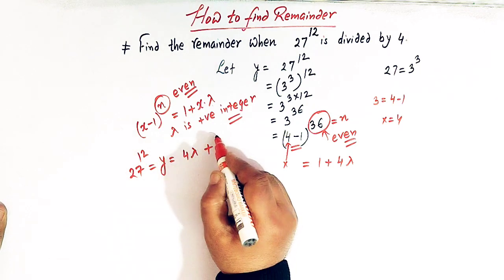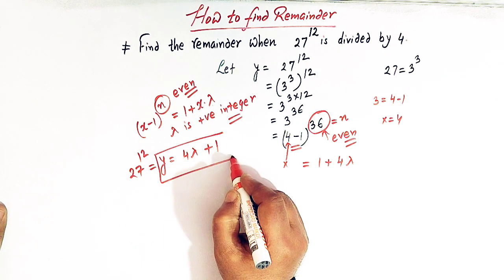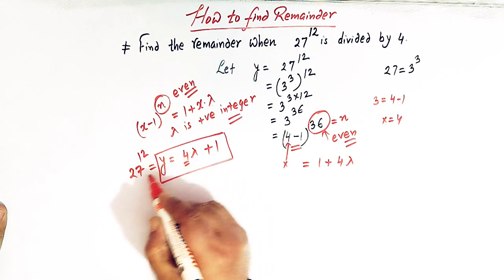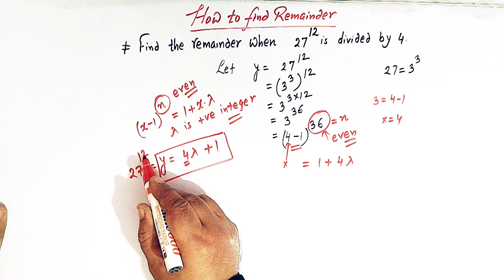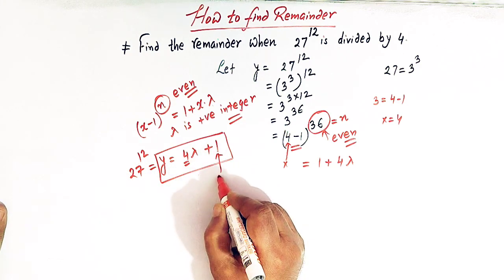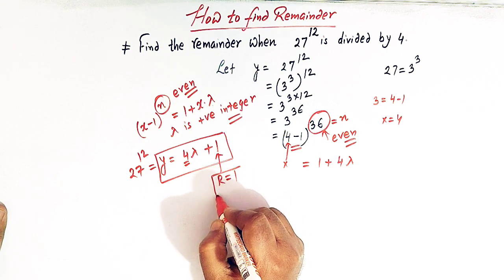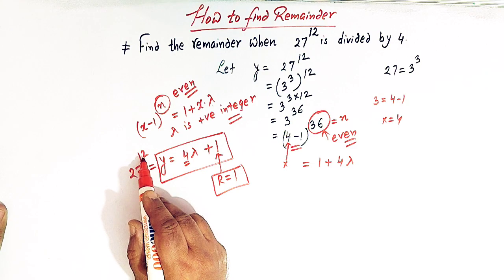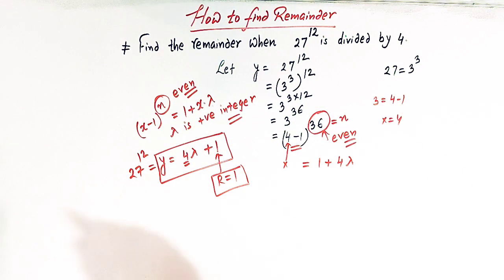So now y is equal to 4 lambda plus 1, and y is our number 27 raised to 12. And from this expression we can see that when y is divided by 4, it means 27 raised to 12 is divided by 4, the remainder is 1, right? So the remainder is 1 when 27 raised to 12 is divided by 4.